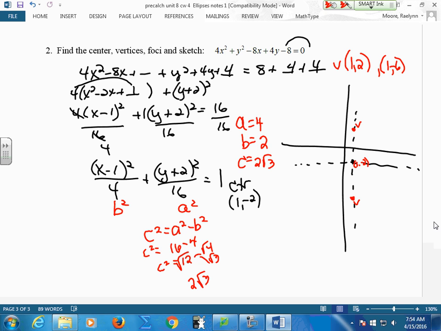Now we have to find your co-vertices. Your co-vertices are your b. So they go over 2. Now this is at 1. So if I have to go over 2, I'm to this side. These are my co-vertices. So keep track of your center. If I'm at 1 and I'm adding 2, where will I be? 3, negative 2. Good. And where will the other one be? I'm at 1 and I'm subtracting 2. Negative 1, negative 2. Now I can draw my ellipse.